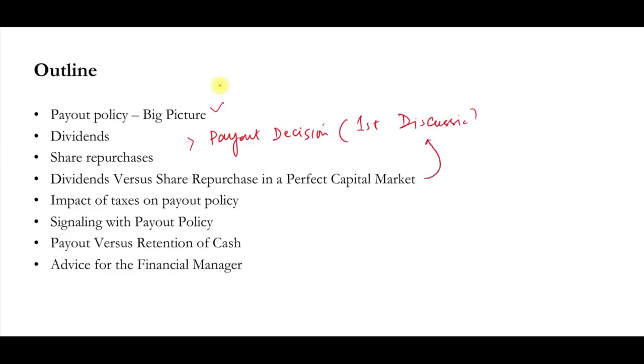So in this first discussion, we are going to look at these four topics. Okay, so mainly we have these two topics, then we have some extensions. First, to understand what is dividend, what is share repurchase, then we will see dividend versus repurchase in a perfect capital market. Then we have a discussion on the impact of taxes on the payout policy, and then signaling.